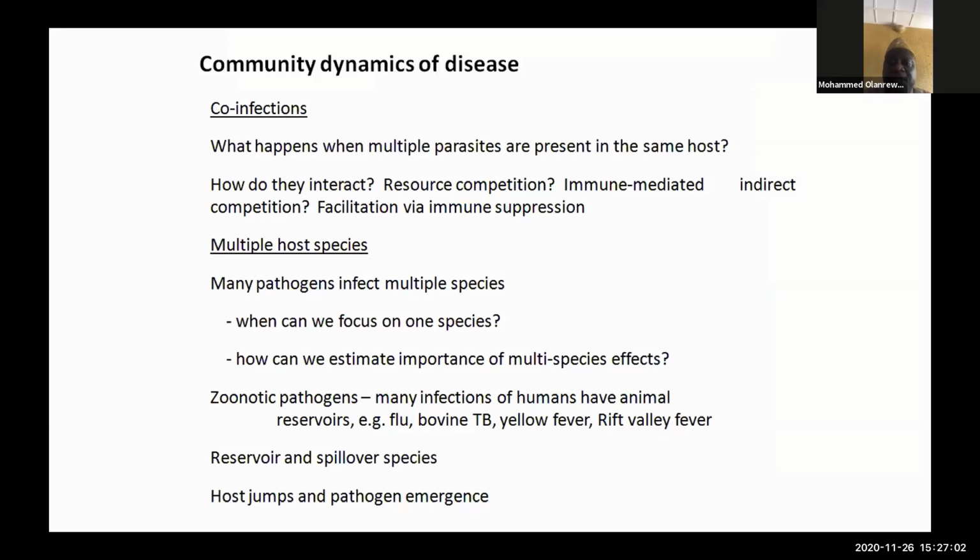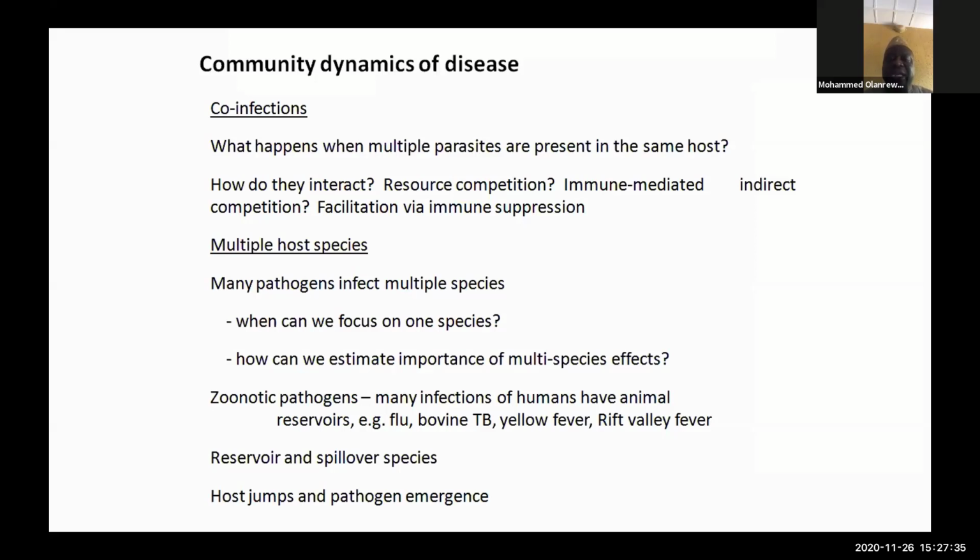What happens when multiple parasites are present in the same host? How do they interact? Resource competition, immune-mediated, indirect competition, facilitation via immune suppression. Then we have what we call multiple host species. Many pathogens infect multiple species. When can we focus on one species? And how can we estimate the importance of multiple species effects?